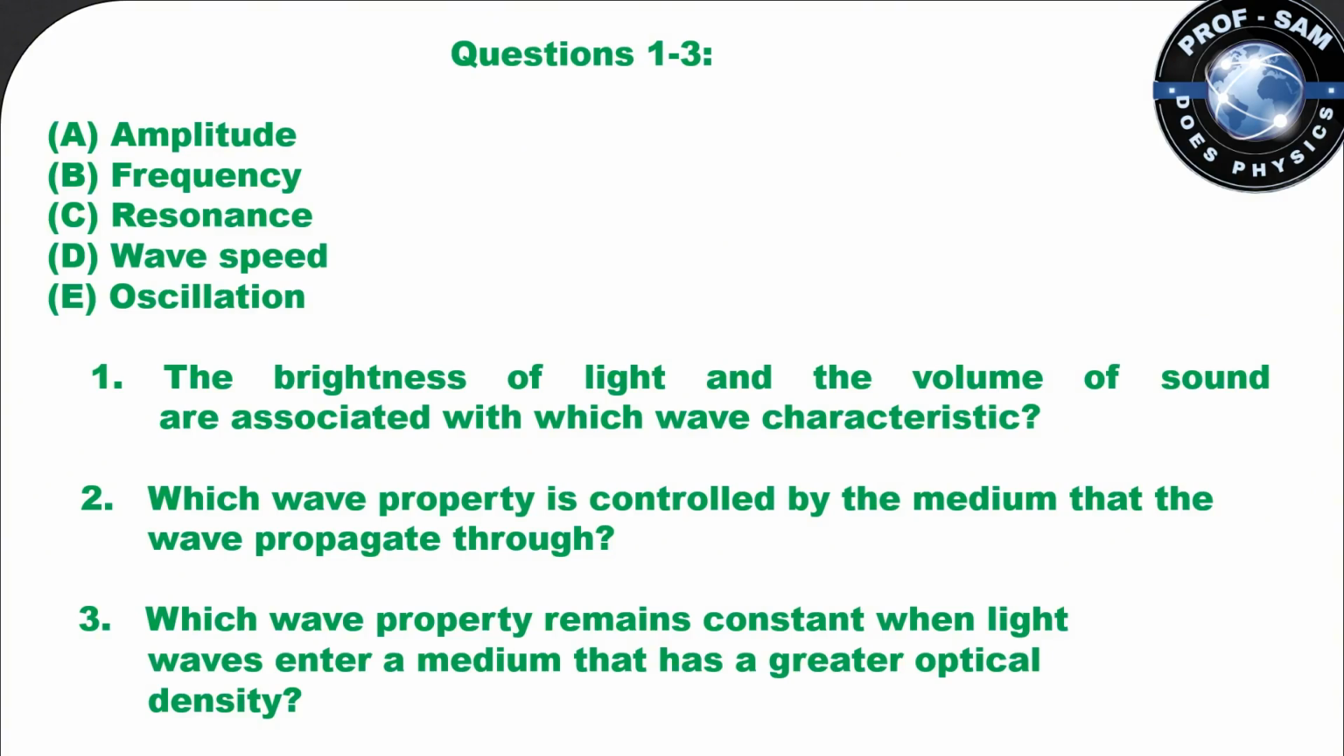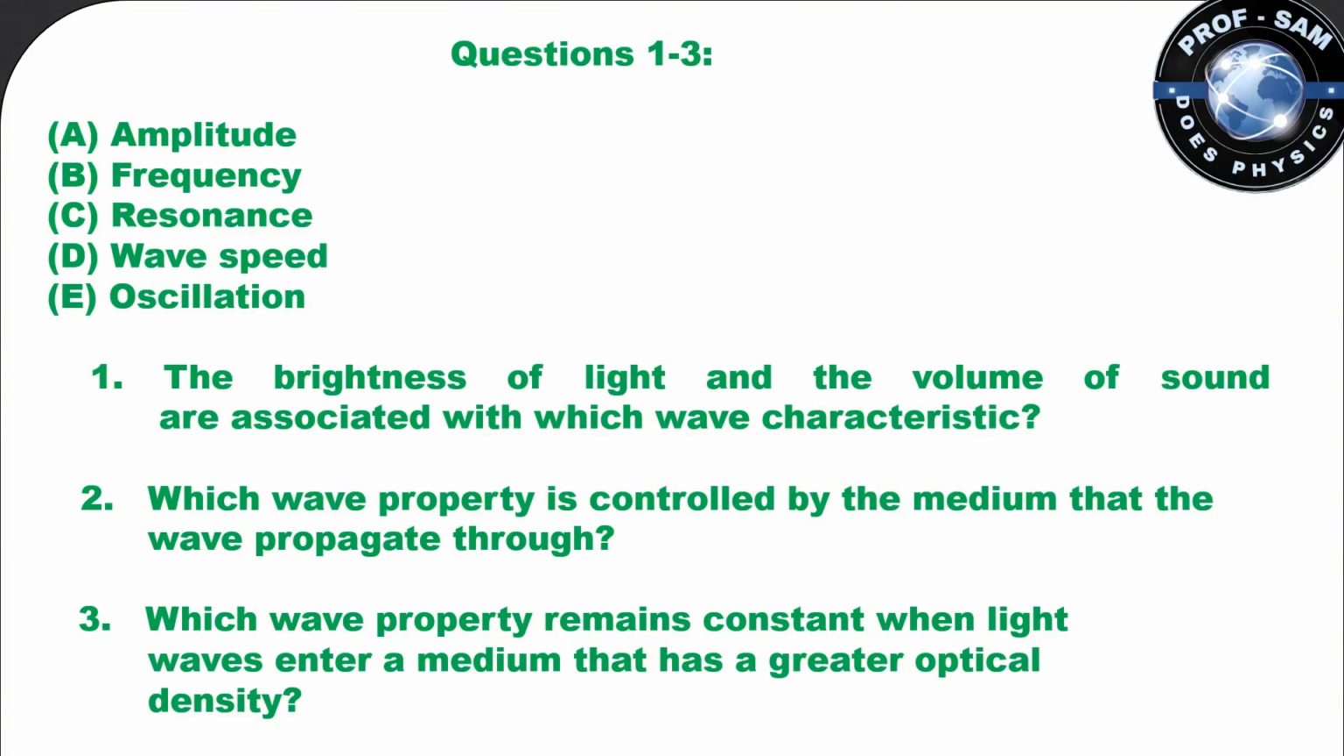Question 2. Which wave property is controlled by the medium that the wave propagates through? Option D is the correct answer because the speed of a wave will always depend upon the medium in which that wave travels.